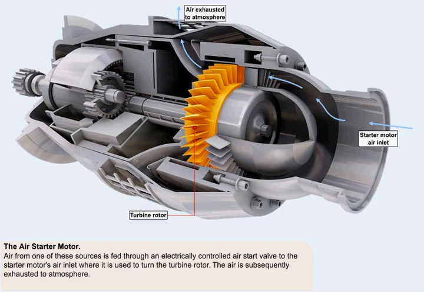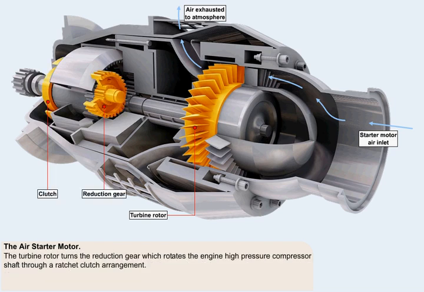Air from one of these sources is fed through an electrically controlled air start valve to the starter motor's air inlet, where it's used to turn the turbine rotor. The air is subsequently exhausted to atmosphere. The turbine rotor turns the reduction gear, which rotates the engine high-pressure compressor shaft through a ratchet clutch arrangement, which is designed to prevent the starter motor being driven by the engine after engine start. The danger, should this happen, is that the starter motor will rotate at a speed sufficient to cause it to break up due to centrifugal force.